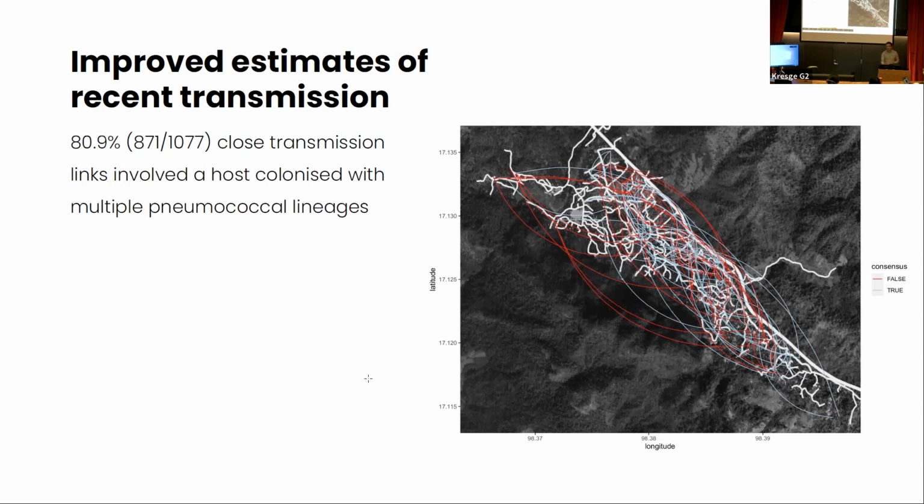But the plot on the right is a map of the refugee camp, and the blue lines indicate transmission links that you would probably have picked up if you'd done traditional single genome surveillance, whereas the red lines indicate additional links that we found using this within host approach.